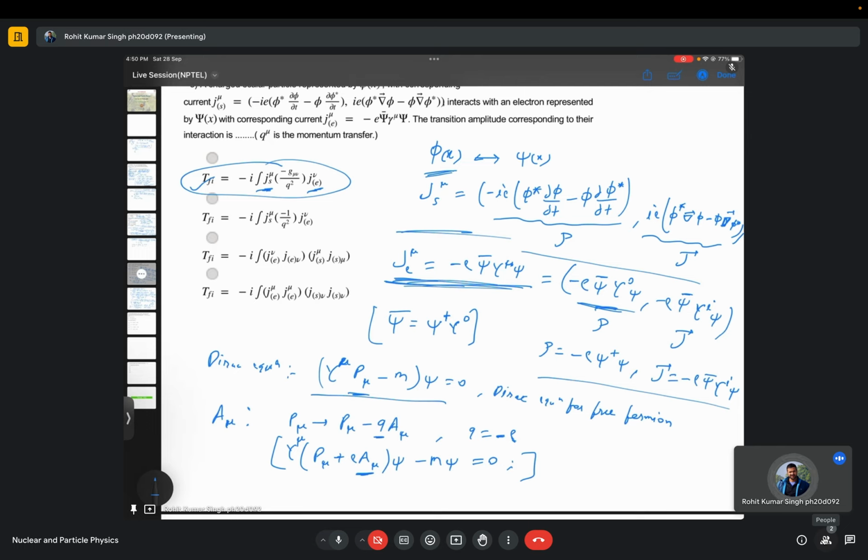So in general, if you have an electron and any other particle, whether it's a scalar particle or another electron, another fermion, you will just change the expression for the current density in this transition amplitude. That's all. This will give you the transition amplitude.